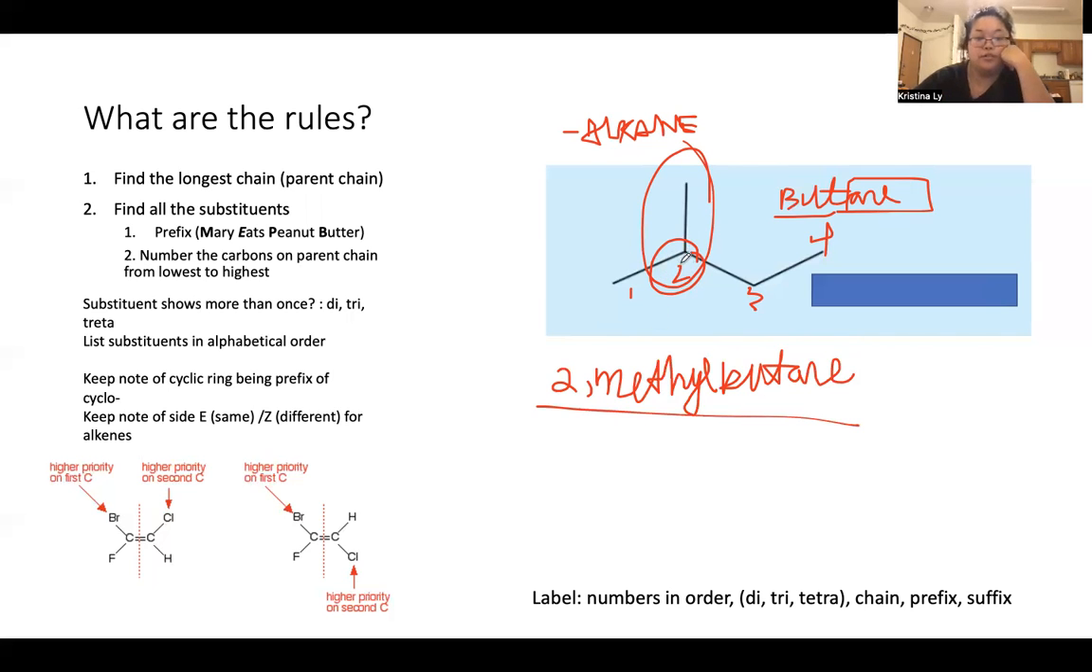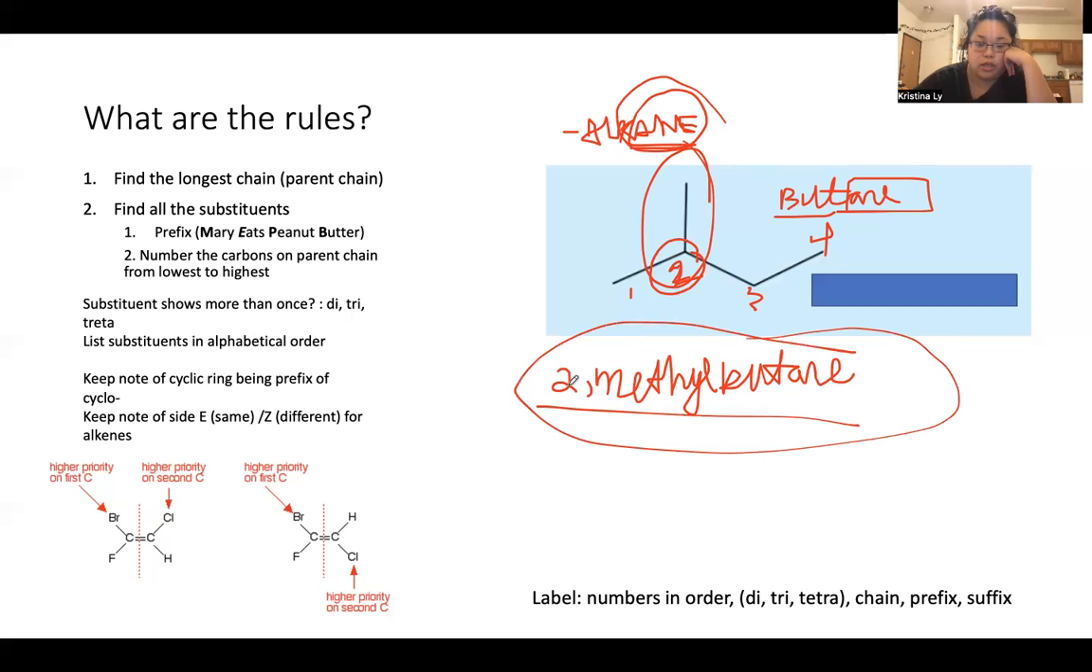So did I include the number order of the substituent? Yes. Did I include the structure itself? It's a methyl. Yes. Did I include what the parent chain is and the proper ending of what the structure is itself, which I did. So our final name of the structure should be 2-methyl butane.